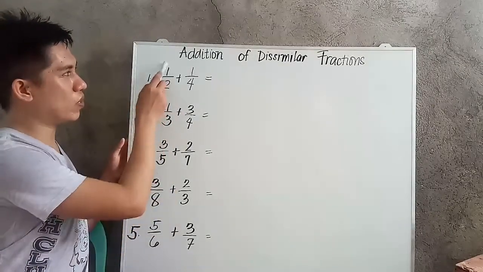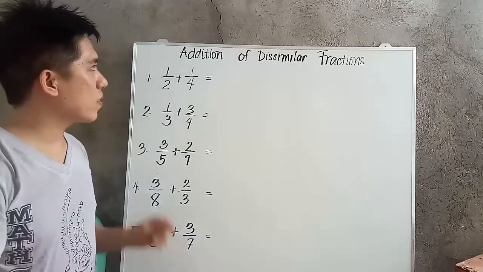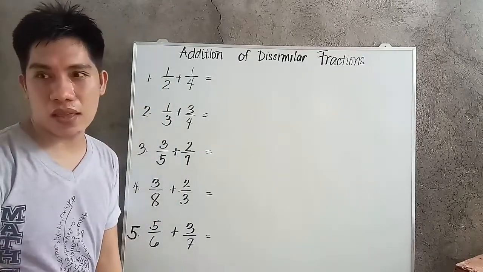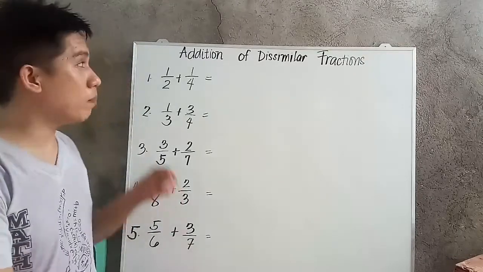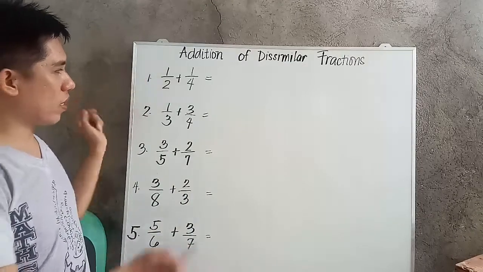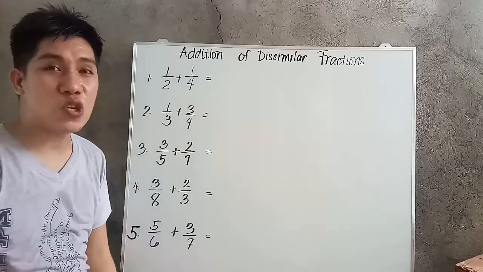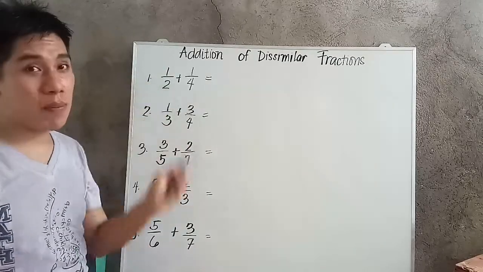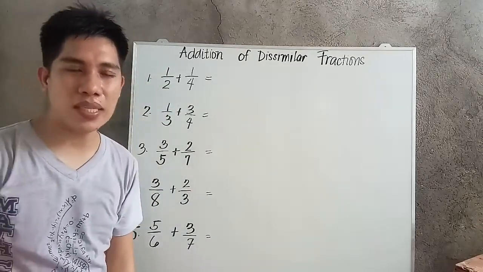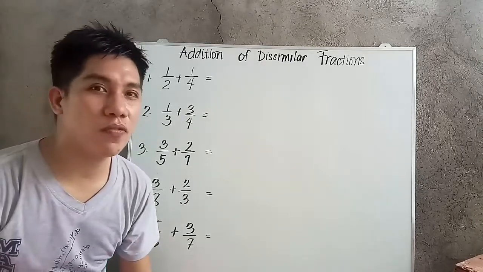So this is what we call a fraction. If we say fraction, that is part of a whole. In a fraction, there are the numerator and the denominator. The number above the fraction bar, for example 1, is the numerator, and the number below is the denominator. Those are the parts of a fraction.